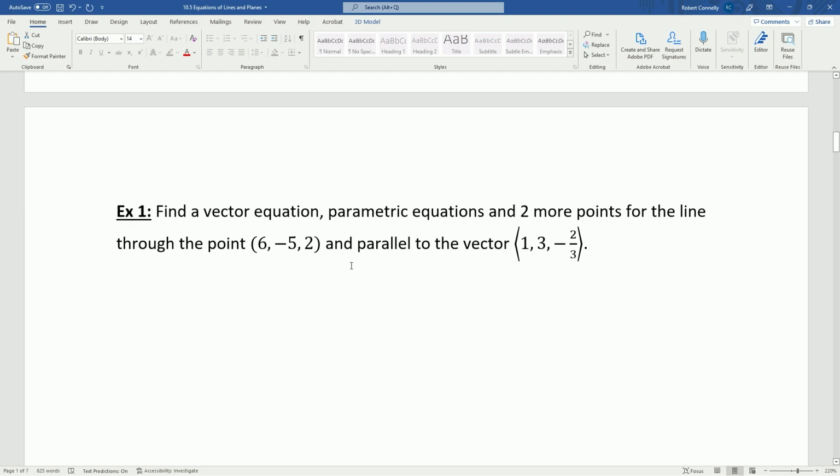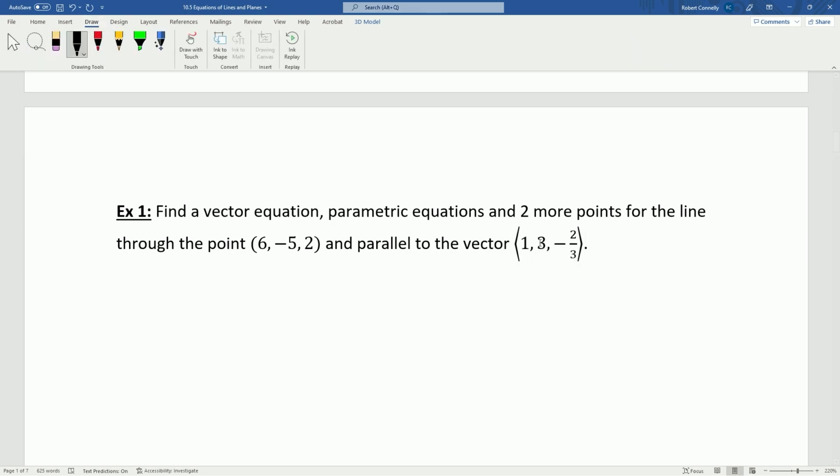Okay, so example 1, find a vector equation, parametric equations, and two more points for the line through the point 6, -5, 2, and parallel to the vector 1, 3, negative 2, 3. So in other words, this vector here is our direction vector, and this is our P naught. So we need an R naught vector, and that's just the vector that takes us to that point.